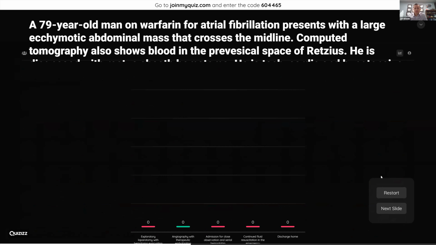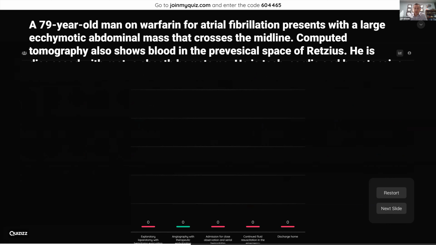And the correct answer is B. So angiography with therapeutic embolization ultimately makes the most sense. He has what's called a type 3 rectus sheath hematoma. Treatment of patients with rectus sheath hematoma who exhibit hemodynamic instability, which this patient certainly does, should be considered for angiography with therapeutic embolization. Anticoagulation reversal and blood transfusions are obviously warranted if indicated.